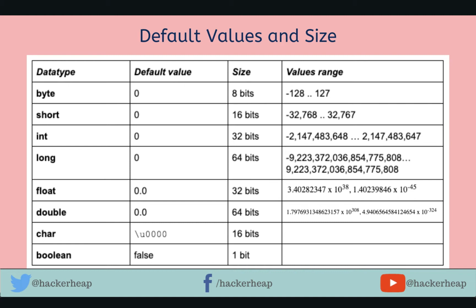And the default value for char is the Unicode 0000, and the size is 16 bits. Whereas Boolean has only the size of 1 bit, where you can either store 0 or 1, and the default value for Boolean is false. We will look into how Boolean works.